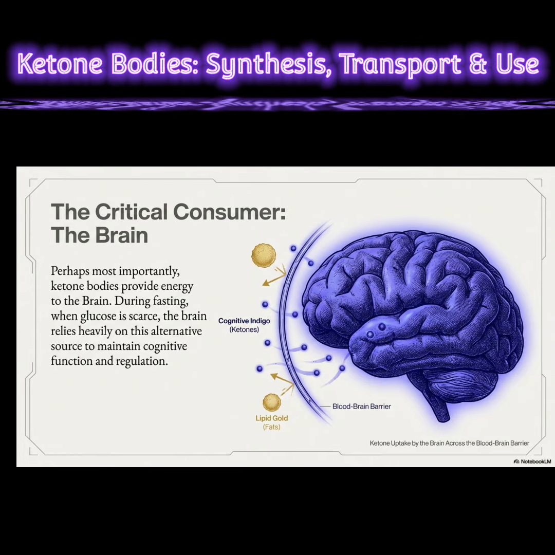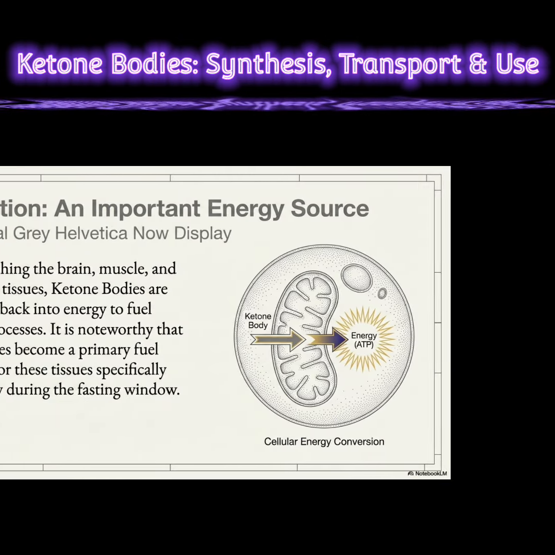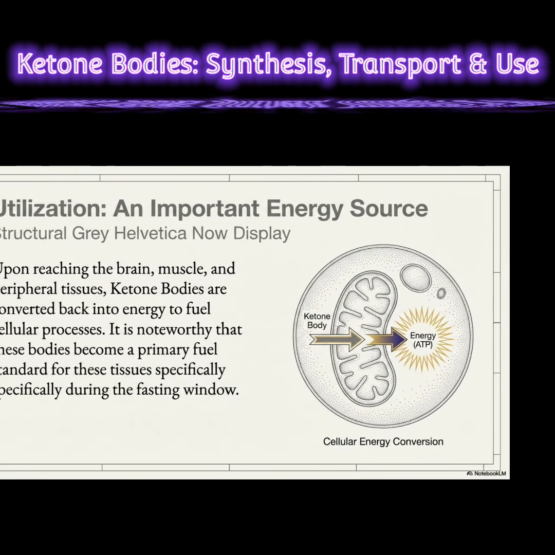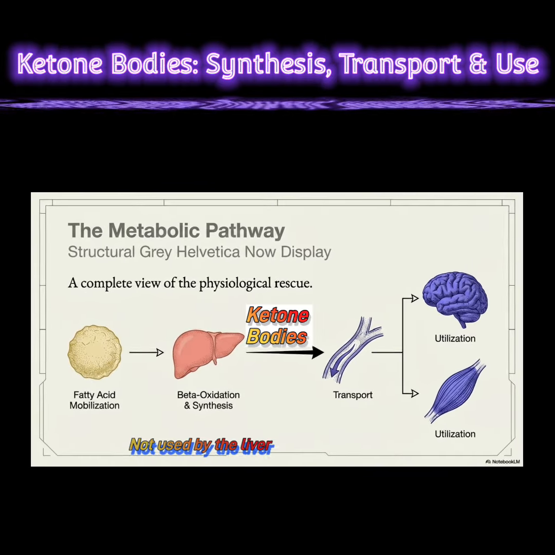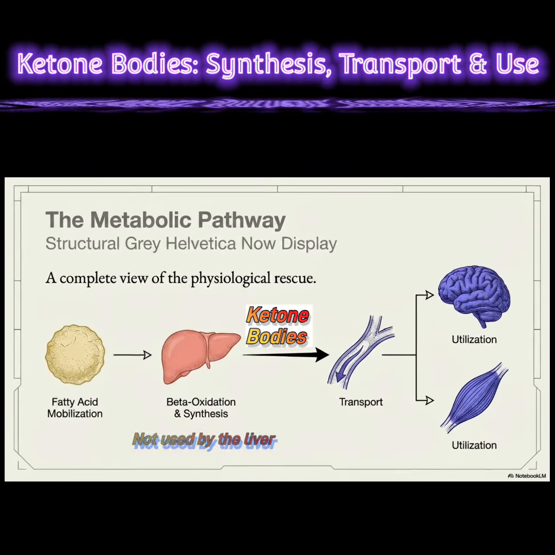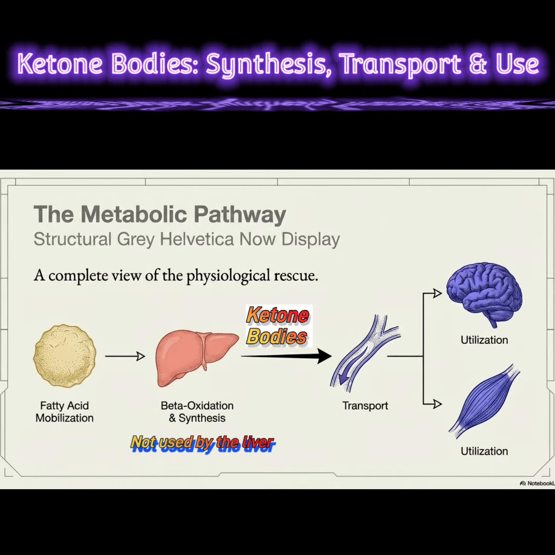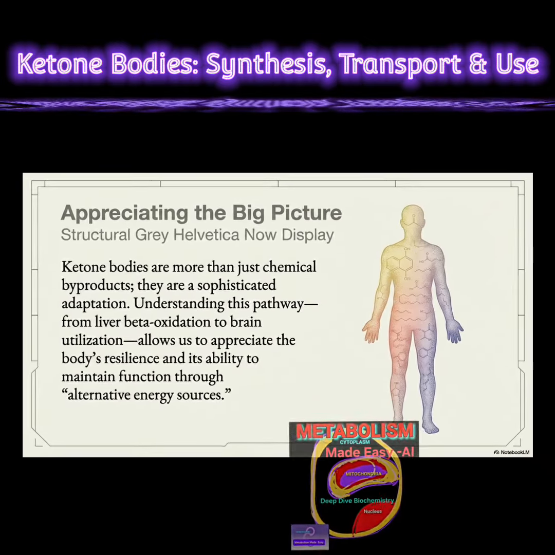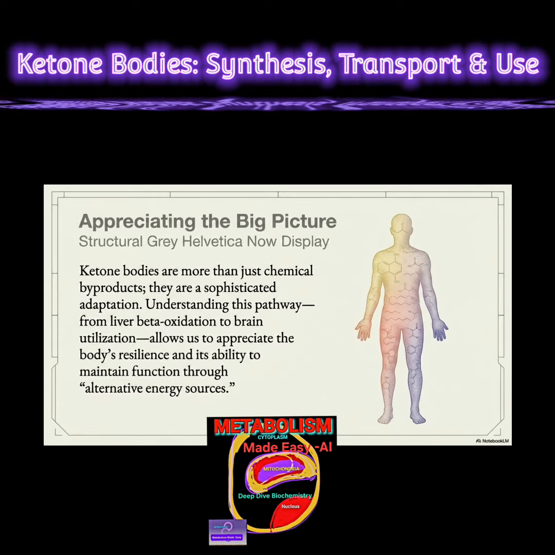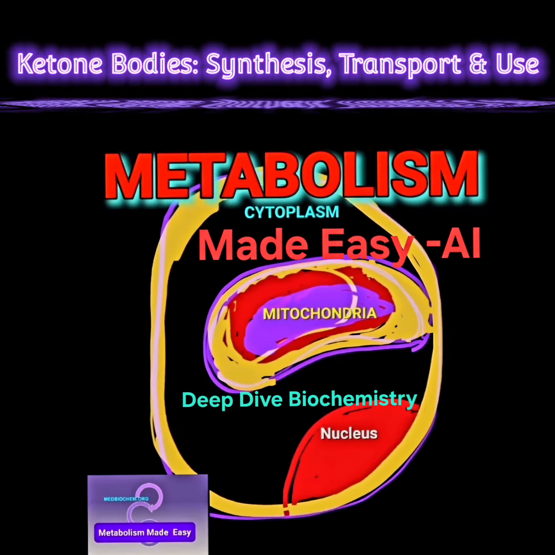Exactly. So here's something I thought was really interesting. They mentioned this in the Metabolism Made Easy video. Even though the liver makes all these ketone bodies, it can't use them itself. Isn't that wild? It seems counterintuitive, but it's actually really clever. Why is that? Because the liver's main job in this whole process is to just produce the ketone bodies and then export them to the rest of the body. Got it.